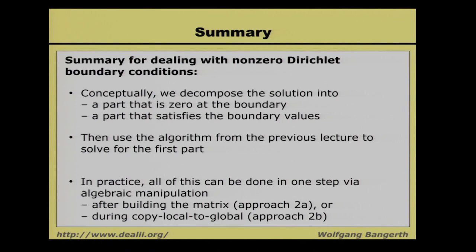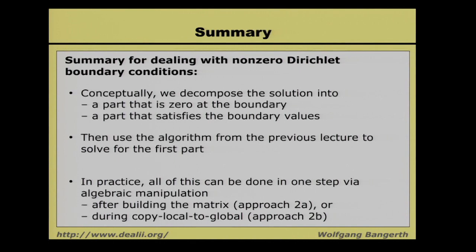So to sum this up, conceptually, what that means is we can decompose the solution into a part that is 0 on the boundary and a part that satisfies the boundary values, and then we use essentially the algorithm from the previous lecture with just a small modification. And we can do this both at the global level, so we can first assemble the linear system and then eliminate boundary values by zeroing out rows and columns.